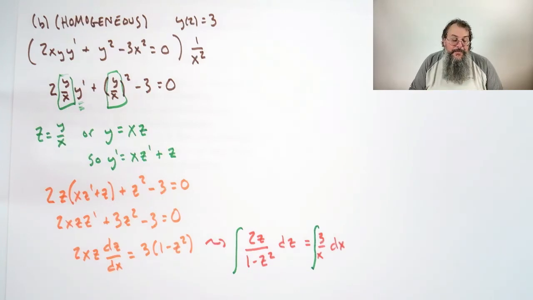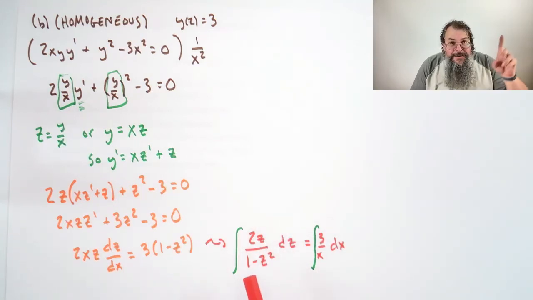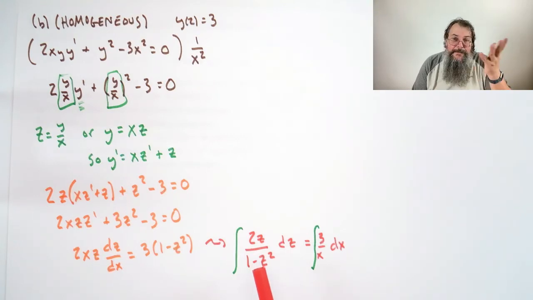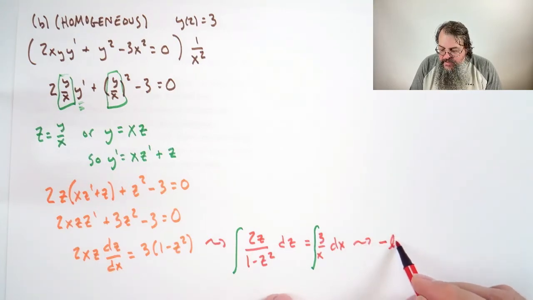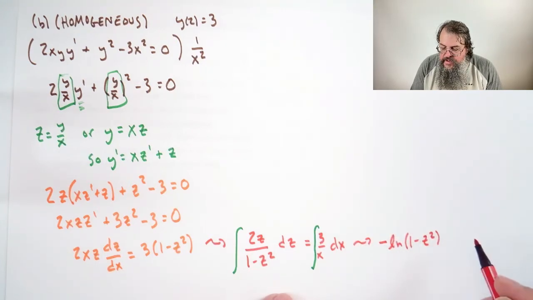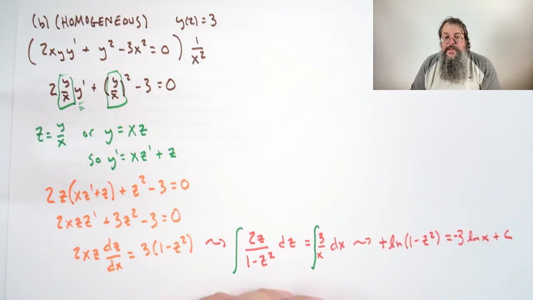Well, very lucky for us, we don't have to work hard, because if you think about the denominator, set this to be u, the derivative is almost the top. Almost. Except for a minus. Well, that's easy to fix. So, minus log of 1 minus z squared. On the other side, 3 log x plus c. Well, let's move the minus across. So make that a minus. And of course, the c, as always, absorbs constants.